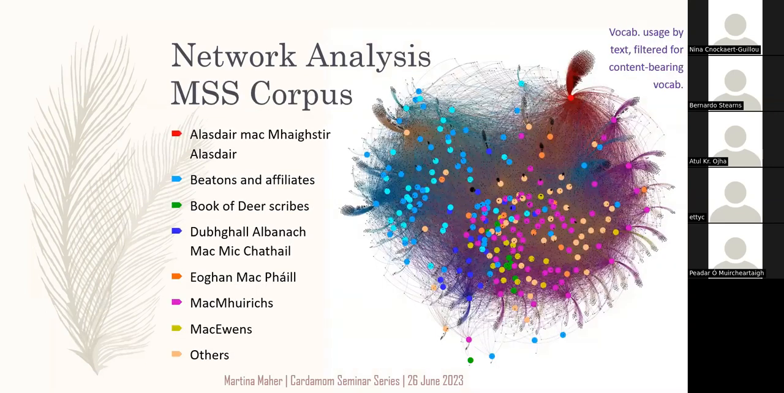So this is our entire corpus with colored nodes showing texts, and the black nodes are content-bearing vocabulary items. Non-content bearing vocabulary items are not there, just to make this much easier to manage. So the colors relate to the social provenance of the text's main scribe, and we have a key on the left. MacWeister Alistair stands out on his own. We have the Beatons and affiliates, some medical scribes for a large part, who tend to have blue nodes. We have Book of Deer scribes in green, etc., etc.